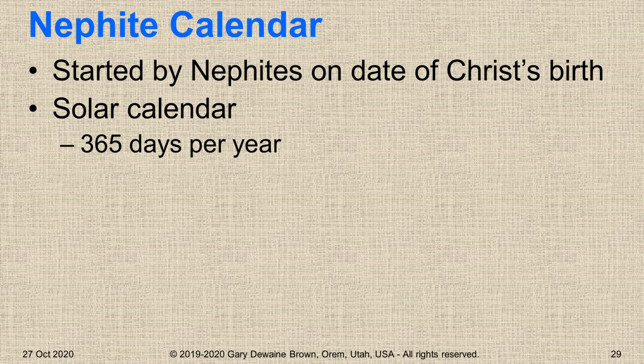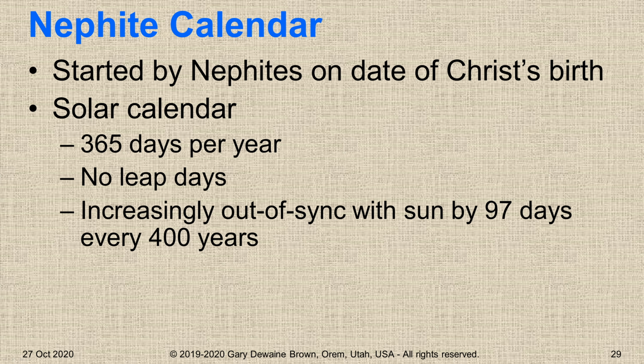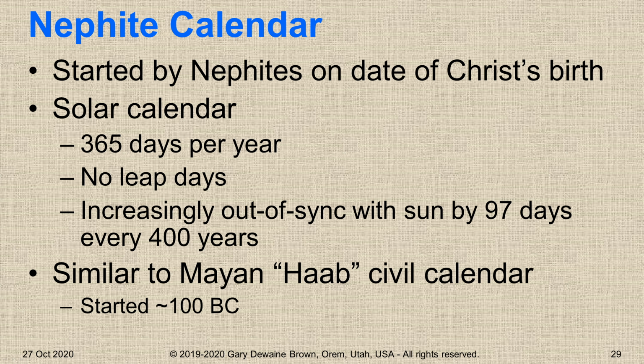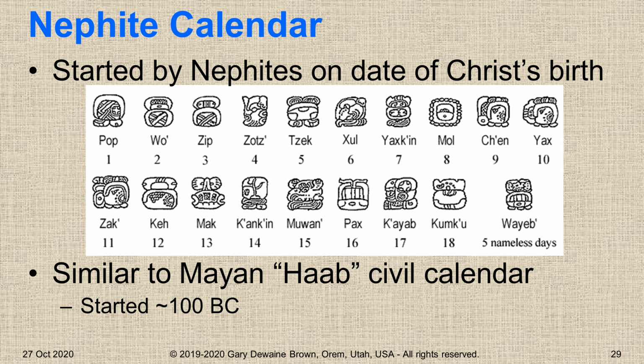Like the Julian calendar of the time, the Nephite calendar was likewise based on the solar year and had 365 days. Unfortunately, for astronomical accuracy, it did not have any leap days, which means this calendar was increasingly out of sync with the sun by 97 days every 400 years. The Nephite calendar parallels the Mayan civil calendar adopted about 100 BC in Central America, which likewise had a 365-day year with no leap days. The Hab calendar has 18 20-day months and a 19th month of 5 unlucky days. The first day of each month is numbered as day 0, which the Mayans could do because, unlike the Europeans, they understood the concept of 0 and used it.